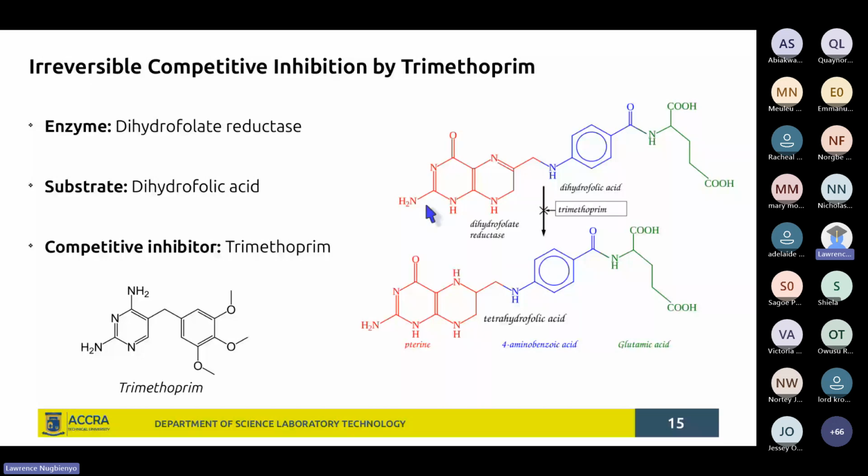because you can see clearly that trimethoprim, which is supposed to be a structural analog to dihydrofolic acid, competing for the active site of dihydrofolate reductase, is not very much alike to the dihydrofolic acid. Even though, yes, it acts as an inhibitor, it binds to the enzyme and has that effect of inhibiting the enzymatic activity of dihydrofolate reductase. You see that the similarity in structure is low.